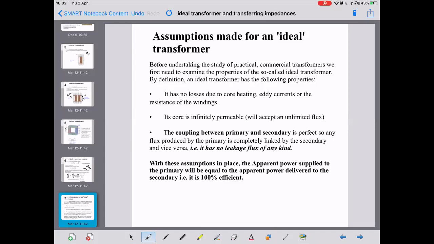So that's what you should have in mind whenever you consider a problem regarding an ideal transformer, using the equation that we've looked at so far, as those assumptions would be in place. Okay. Any questions?